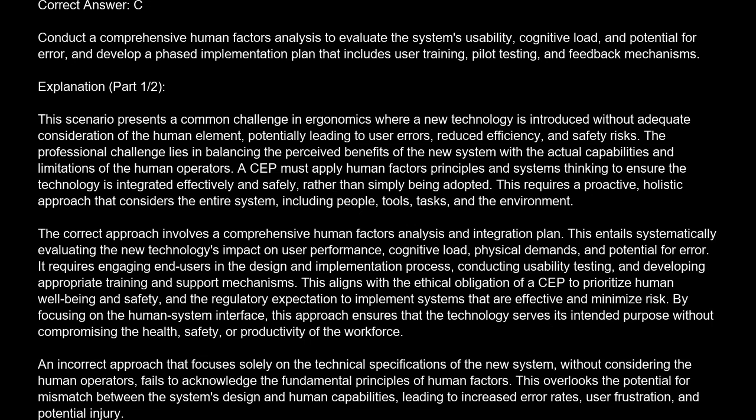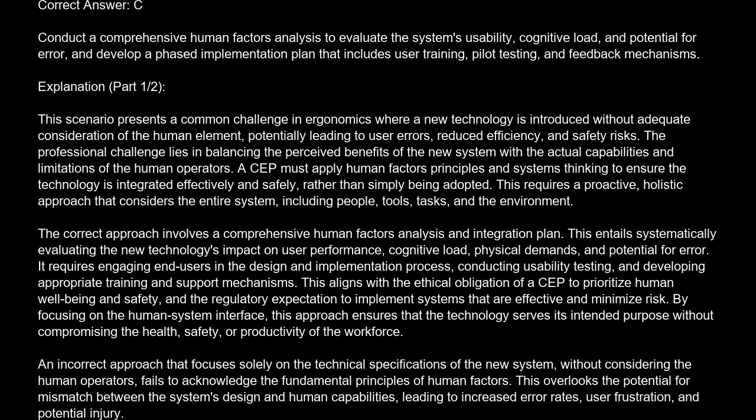The correct answer is C. Conduct a comprehensive human factors analysis to evaluate the system's usability, cognitive load, and potential for error, and develop a phased implementation plan that includes user training, pilot testing, and feedback mechanisms.